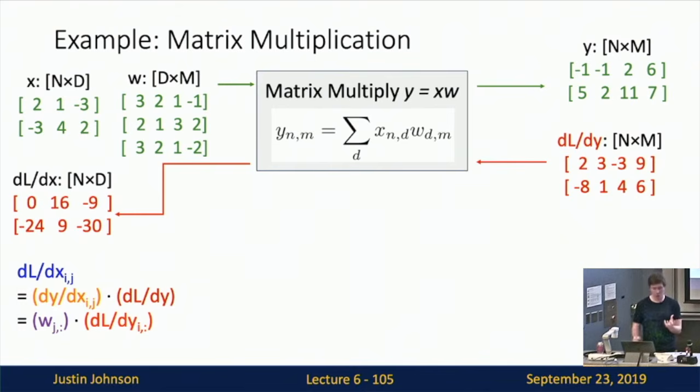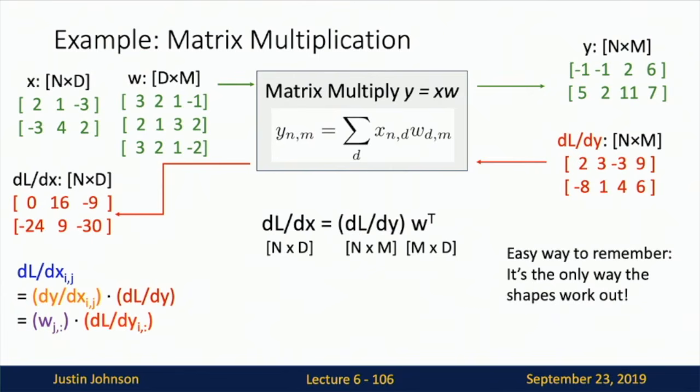And once you realize this relationship, you don't actually have to form that upstream gradient, that local gradient slice at all. And we can compute all of these inner products between the rows of the weight matrix and the rows of the upstream gradient, compute them all at once using the single matrix product between dL/dy, the upstream gradient, and W transpose, the transpose of the weight matrix.